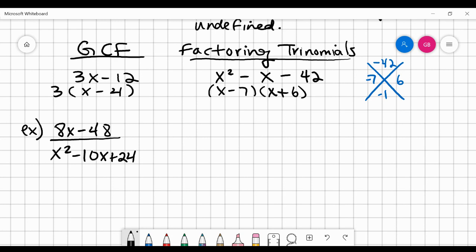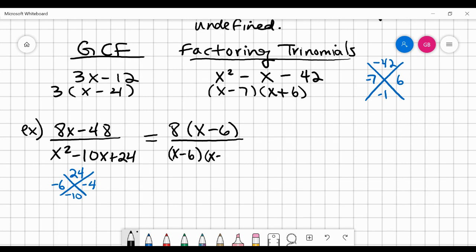So I'm focusing on the numerator. What is the GCF of 8x minus 48? The GCF is going to be 8, and you're left with x minus 6 on the inside. Now in the denominator, we have a trinomial. So what multiplies to 24 and adds up to negative 10? Yes, negative 6 and negative 4. So now my factors are x minus 6, x minus 4.